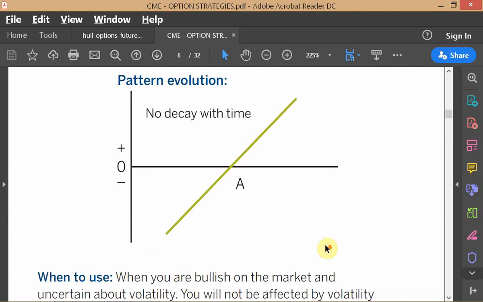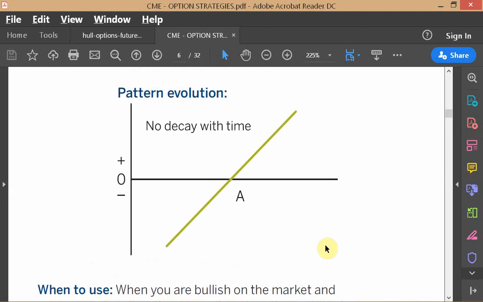What is a synthetic equivalent? This is our long futures position. Is this clear? You remember we discussed this yesterday? For those who were not there, you have to watch the video again. We discussed why this is the payoff for a long futures position. Long futures, long spot, long forwards. This is the futures position payoff, because you are long at this price. When the market price goes to this place, you are making this much profit. This is why this is the long futures payoff profile.